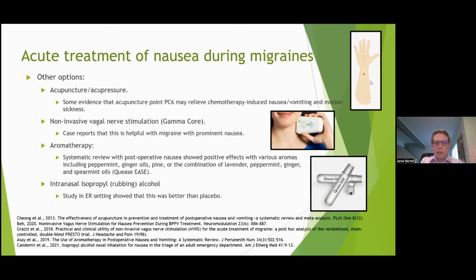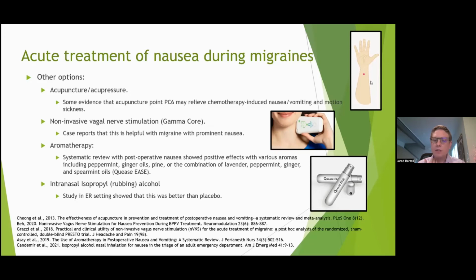Basically, you just push on that little area for a few seconds and then switch sides. And I've heard anecdotally that people will do this and it can be helpful, but if you're really interested in doing this, I'd probably talk to somebody that does acupuncture more consistently, and see what they think about it.